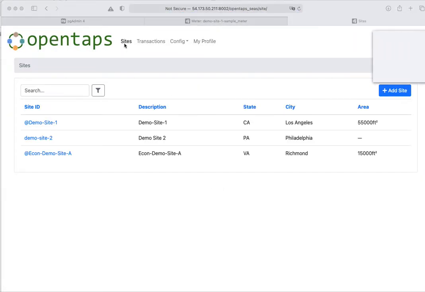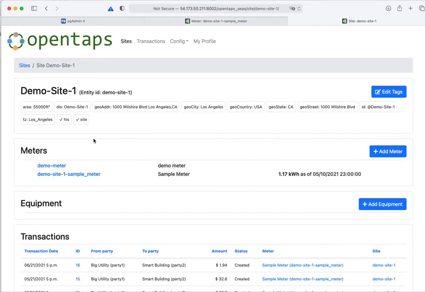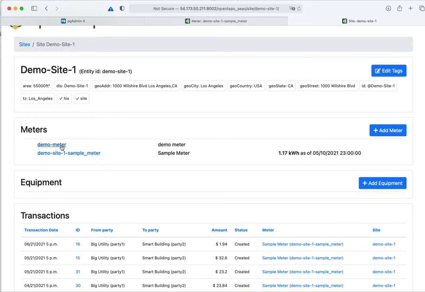So opentaps sees is organized into a series of sites. Each one is its own building. You can set it up with a location, like city and state. So this one is the first demo one, and is set up in Los Angeles.